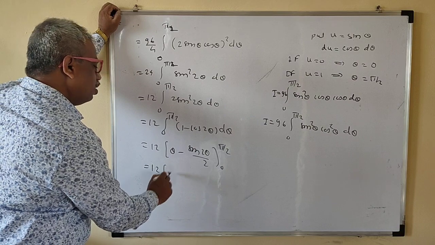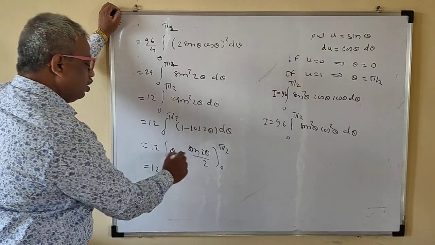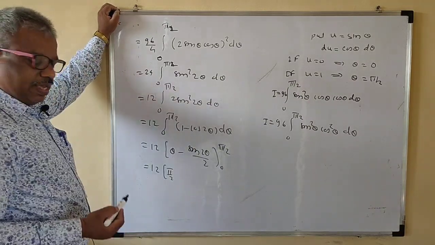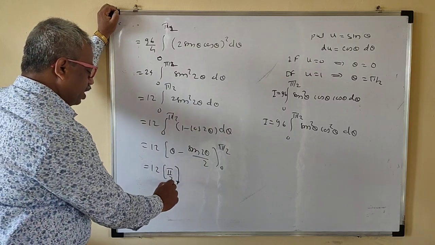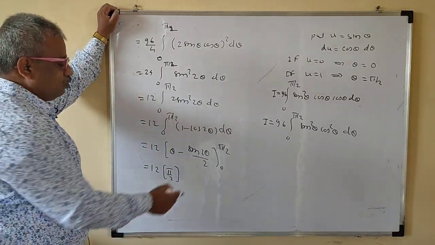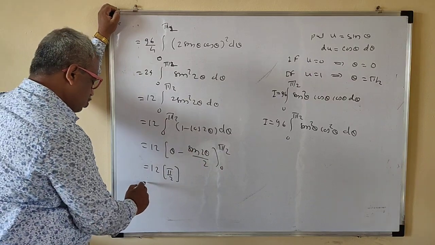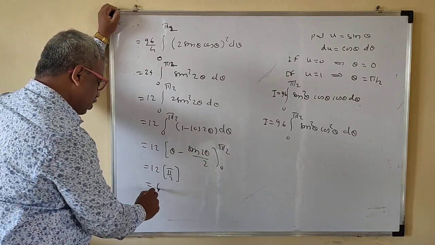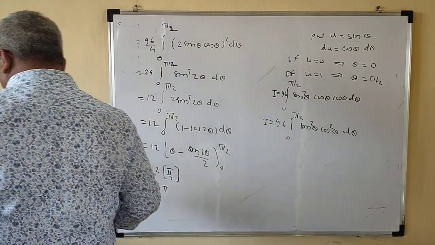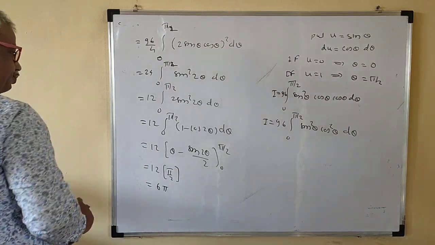So 12 times pi by 2. Now sin pi is 0, right? And if you put 0, everything is 0. So this is 6 pi. The value of the integration is 6 pi.